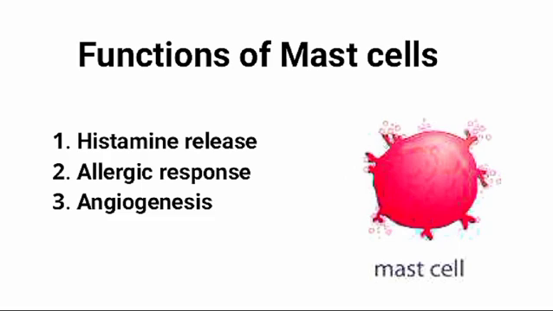The second function of mast cell is in allergic response. Mast cells play a central role in allergic reactions by releasing mediators like histamines and leukotrienes, leading to symptoms such as itching and swelling. The third function is in angiogenesis. Mast cells contribute to the formation of new blood vessels by releasing factors that stimulate blood vessel growth, aiding in wound healing and tissue repair.